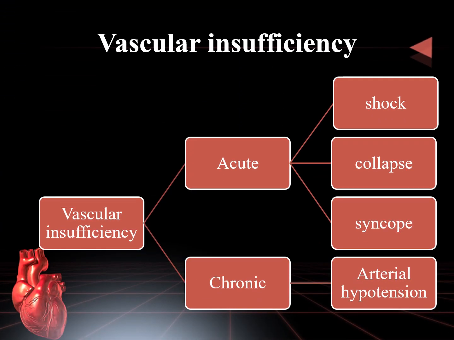Vascular insufficiency may be acute or chronic. Shock, collapse, and syncope are accompanied by acute vascular insufficiency, and arterial hypotension is accompanied by chronic vascular insufficiency. The main link in the pathogenesis of vascular insufficiency is disruption of the correspondence between the capacity of the vascular bed and the volume of circulating blood. As a result, venous pressure decreases and the volume of blood flowing to the heart decreases. The heart pumps a small amount of blood into the peripheral vessels, and oxygen supply of the tissues decreases.